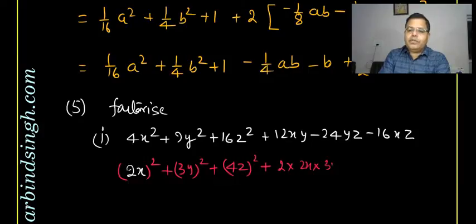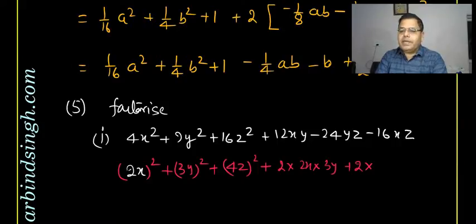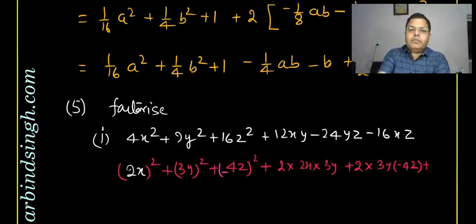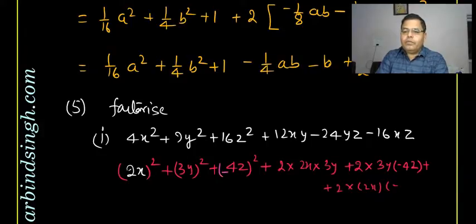It's 2 times of 2x into 3y, plus 2 times of, which one is negative? Z is common in both, so z must be negative, right? So think about this, that is minus z. It will give the hint. So here, these things will be 2 into xy, because xy is positive, and here 2 into 3y into minus 4z, plus 2 into 2x into minus 4z.